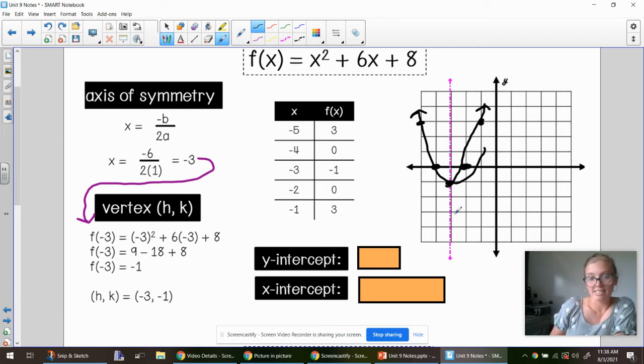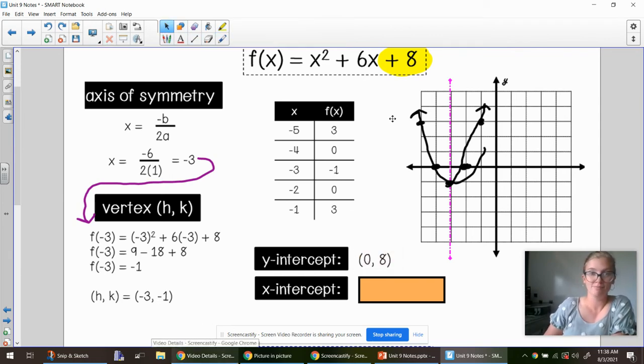Let's go ahead and fill out the x-intercepts and the y-intercept just for the practice. Well, we learned in our last video that the y-intercept is always the c value. In this case, the c value is 8. So even though we don't actually get to see this cross, we know that it's going to cross at 8.